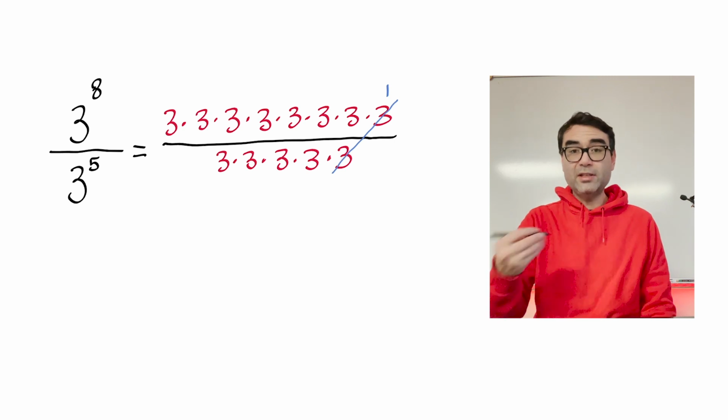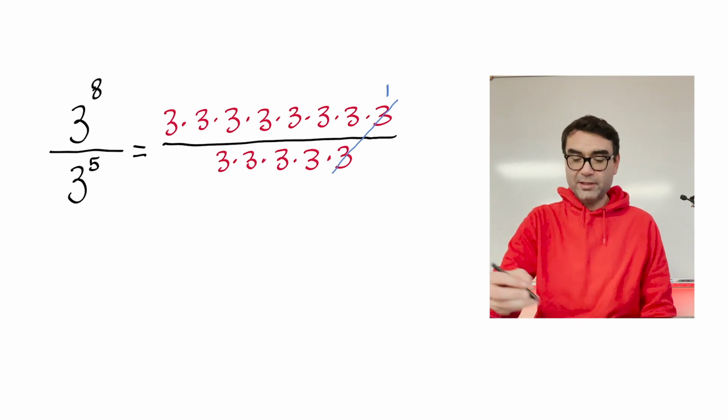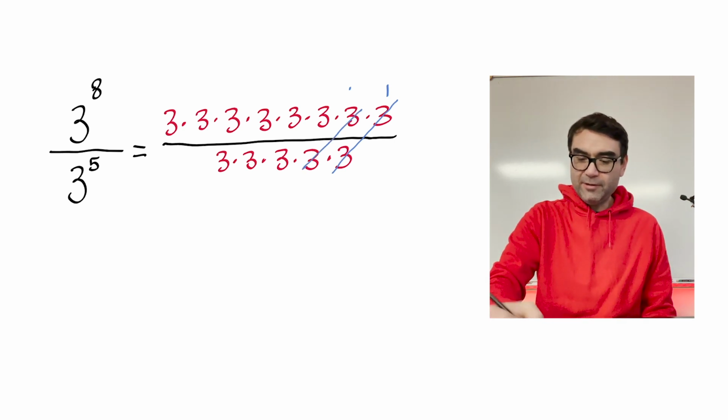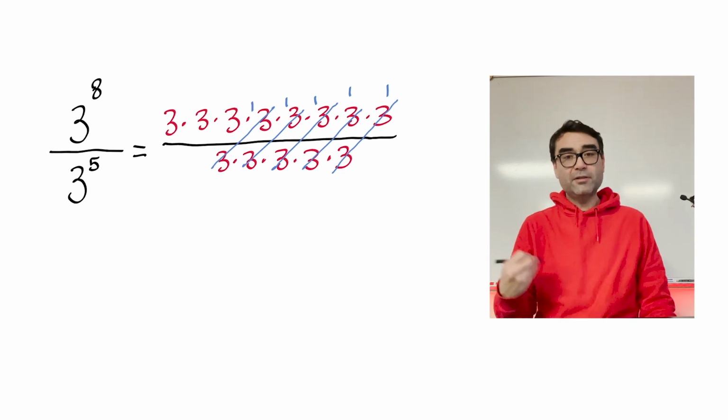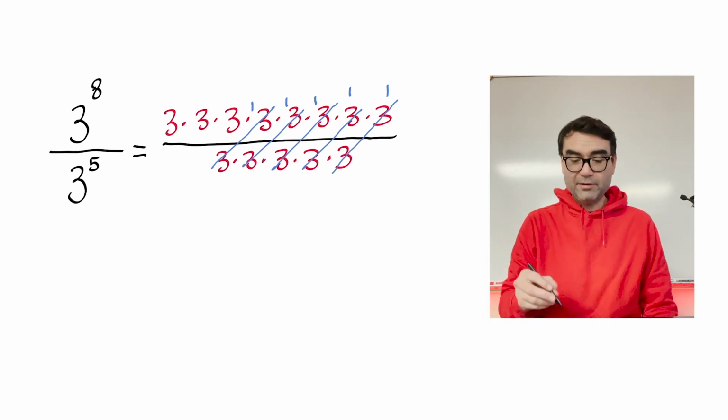So, okay, let's continue dividing factors of 3 by themselves. And we'd have another factor of 1 here, another factor of 1 here, another factor of 1 here, and another factor of 1 here. So essentially what I'm left with is 3 times 3 times 3 times 1 times 1 times 1 times 1 times 1.